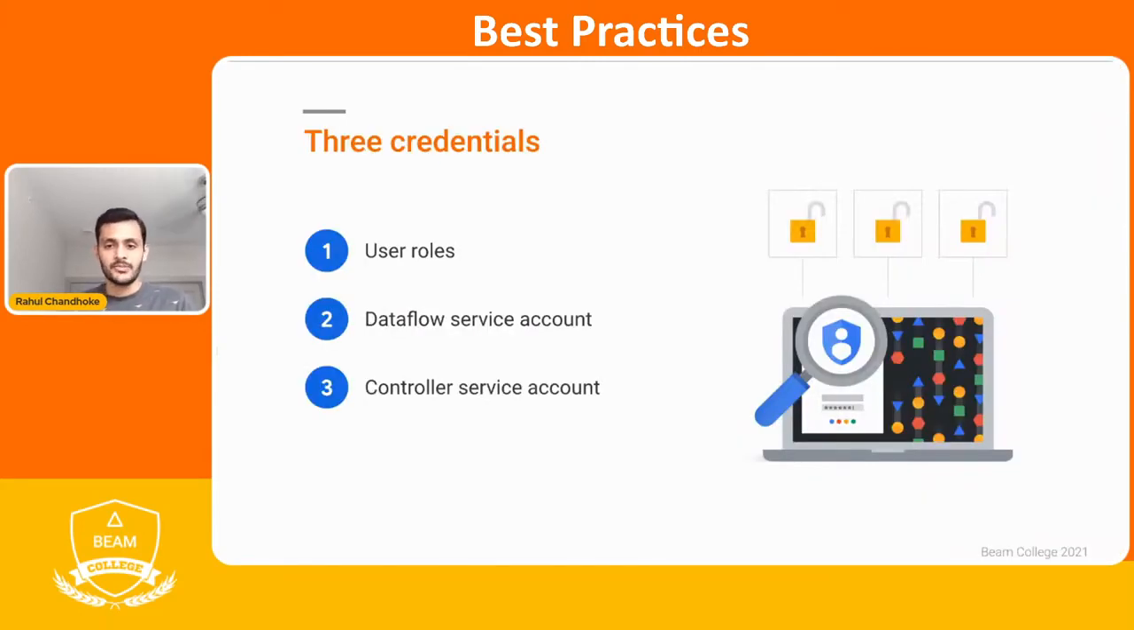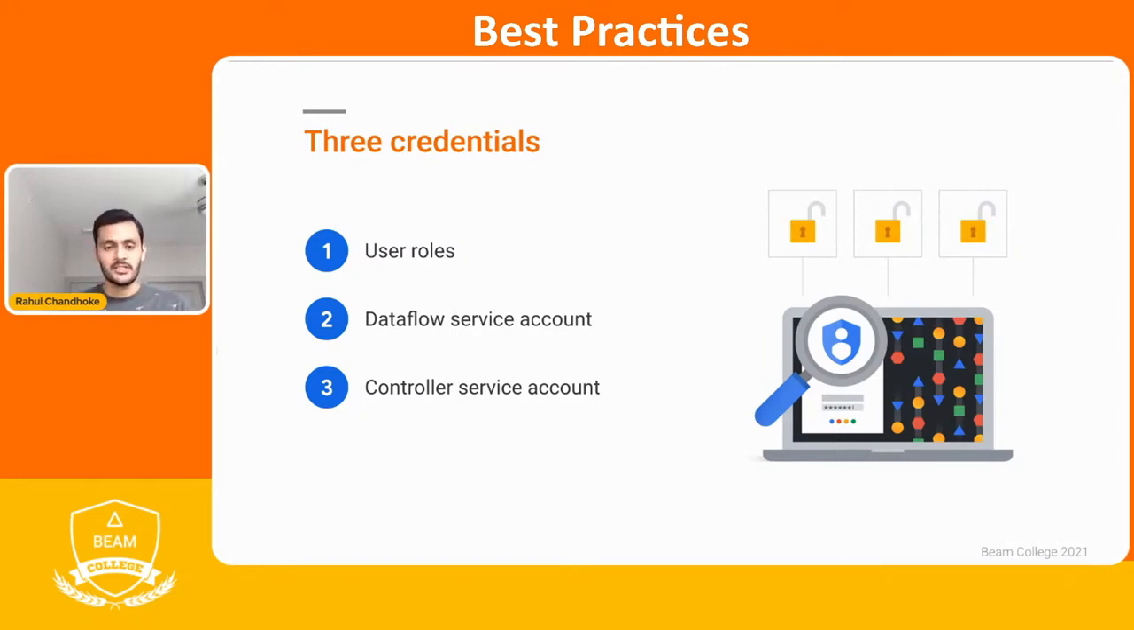Okay, so starting with permissions. When you think about the Dataflow runner, there are three different credentials that determine whether your Beam pipeline can be launched on Dataflow. The first credential is the user role. When you submit a job to Dataflow, the IAM role that you have set for your account, which is acting as the submitter, is what is checked to see if you have the appropriate permissions to submit. For example, if I am submitting a Dataflow job, this is usually done by rahul@myemail.com. So we'll start with the user role, and then we'll also talk about the different service accounts.